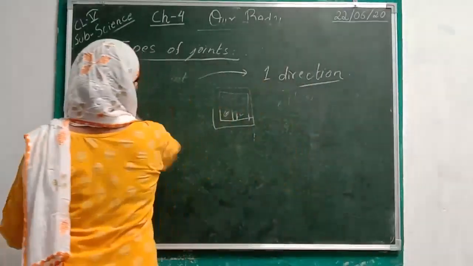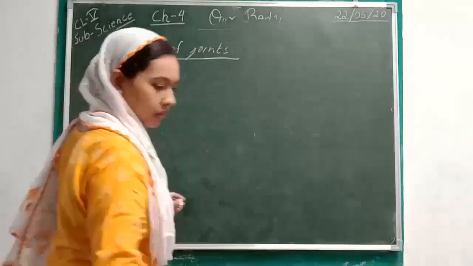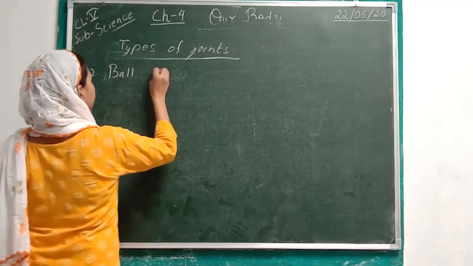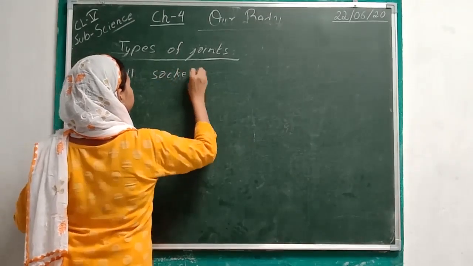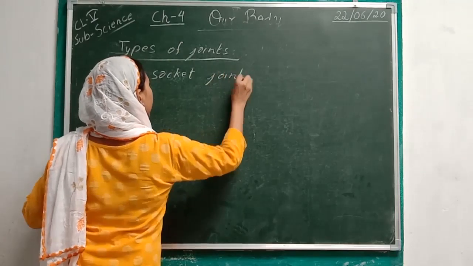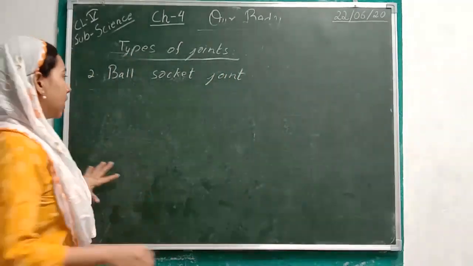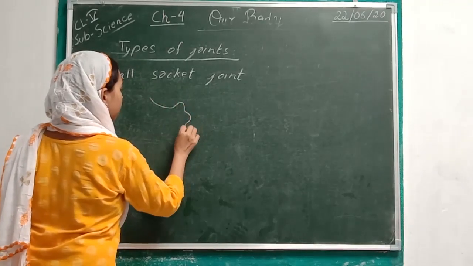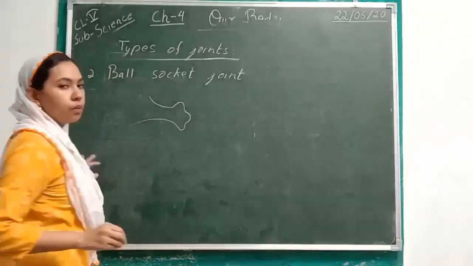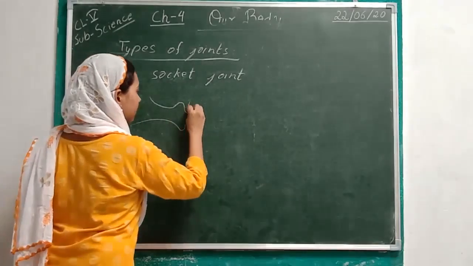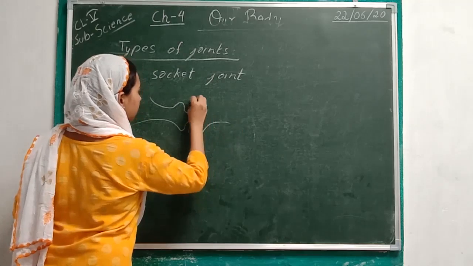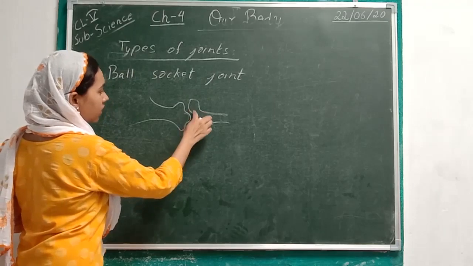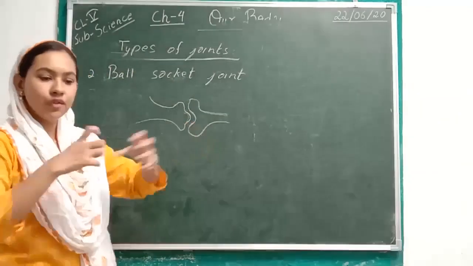Alright. The next joint is the ball and socket joint. The second type of joint is the ball and socket joint. What happens here is that two bones are there. One bone has a ball-like structure. See, this is more or less forming a ball, and the other bone has a cup-like structure. One has this ball-like structure, the other is cup-like, so that they can fit together.